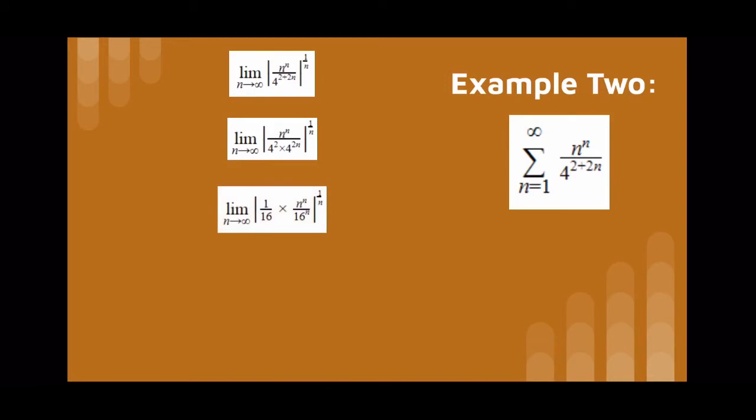Next, I separated the terms in my series containing the n value and those without the n value in order to get 1 over 16 times n to the n over 16 to the n. This will make it easier to evaluate my outcome later on in the problem.